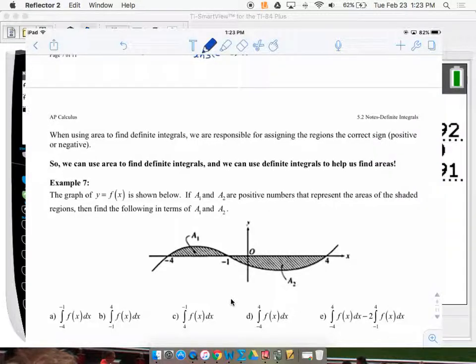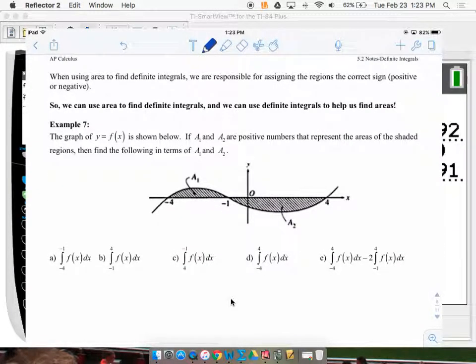So when using area to find definite integrals, we are responsible for assigning the regions the correct sign, positive or negative. So you can use area to find definite integrals, and you can use definite integrals to find areas. All right, so you have y equals f of x, a1 and a2 are positive numbers that represent the areas of the shaded regions. Find the following in terms of a1 and a2.